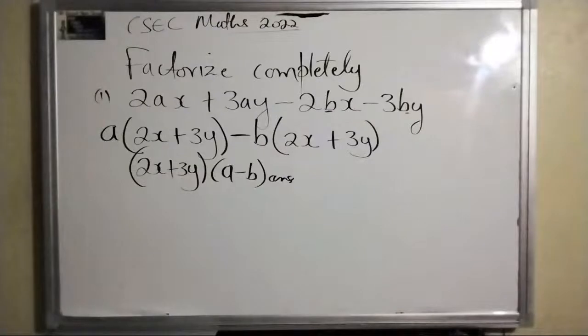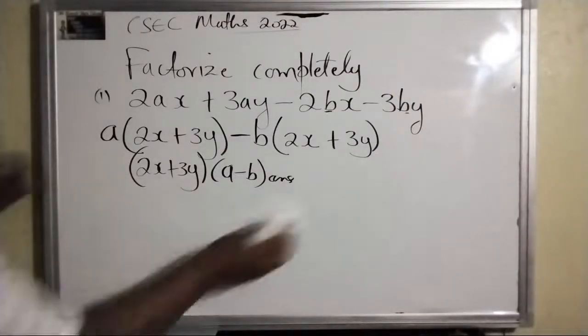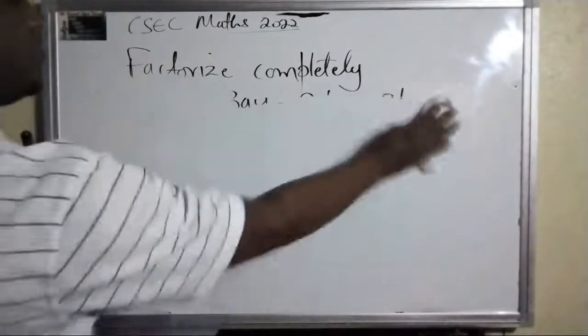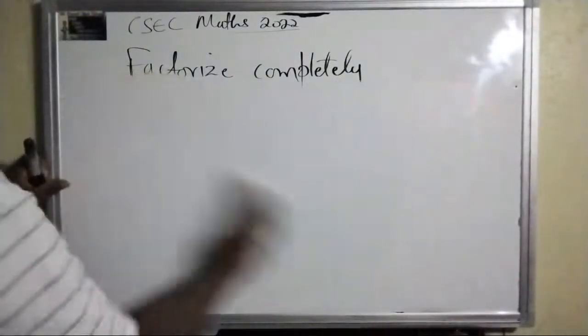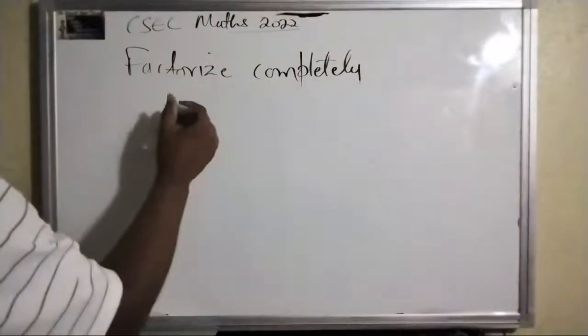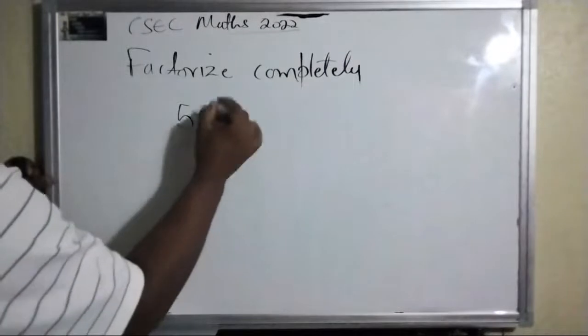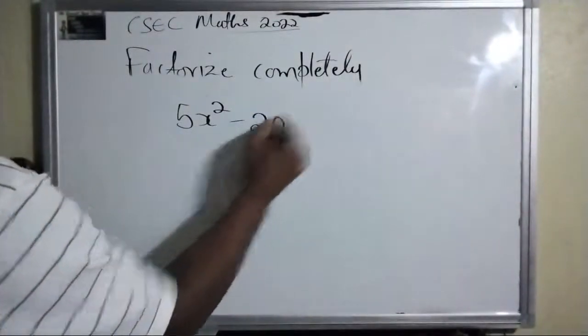Alright, we also have another one that I want you guys to try. That one was worth 2 marks. This one is also worth 2 marks. The instruction is the same, factorize completely. It says 5x squared minus 20.